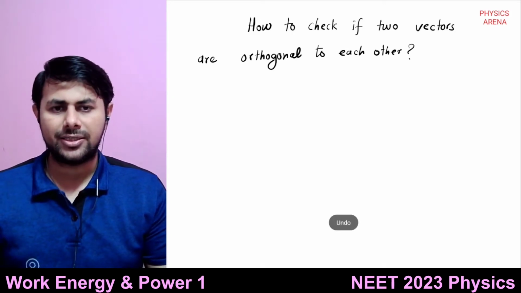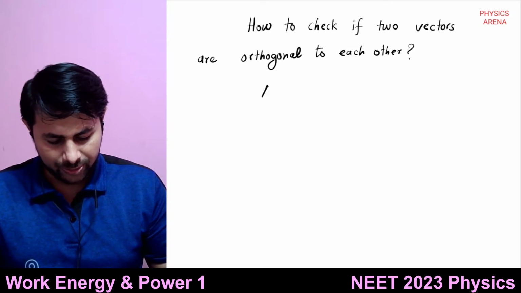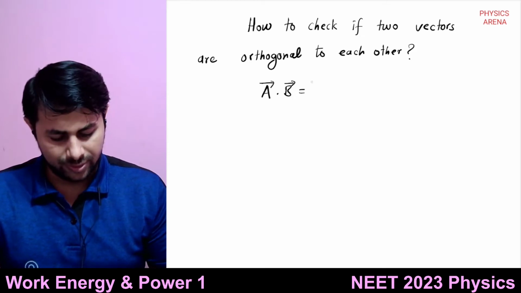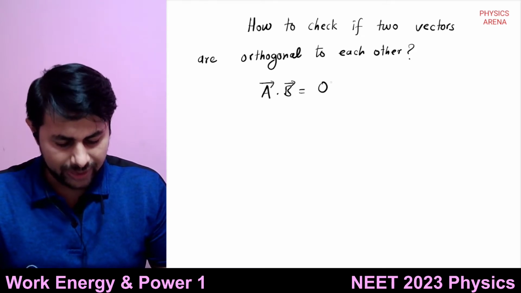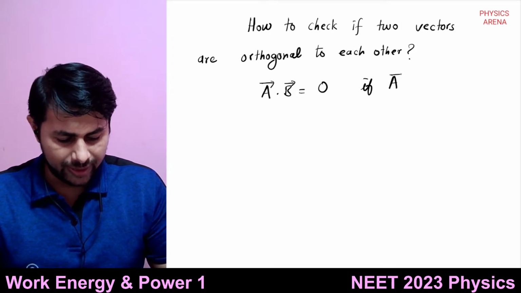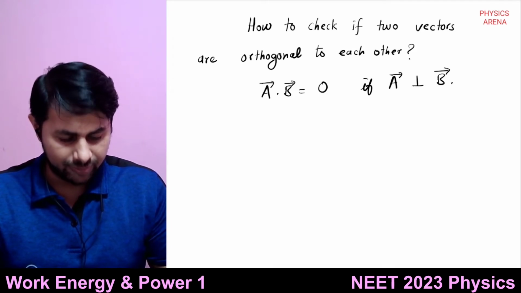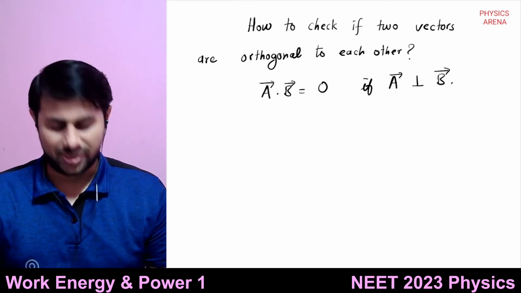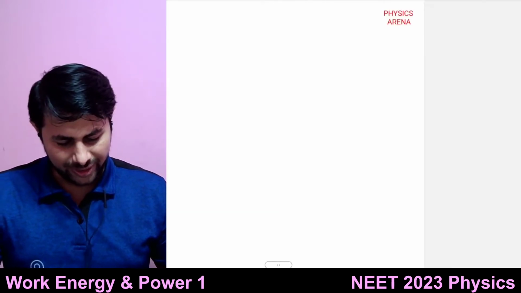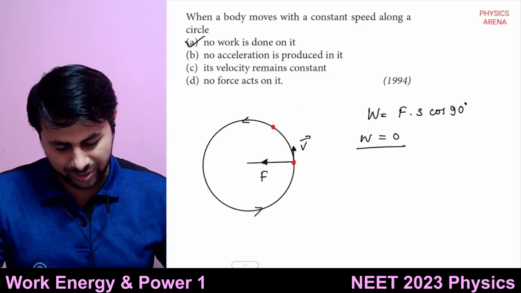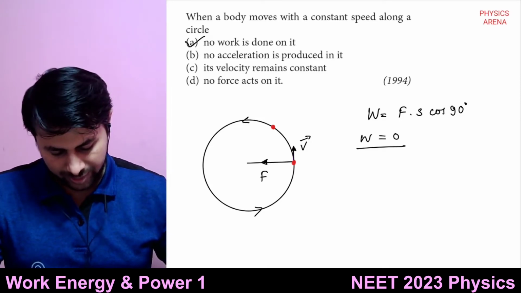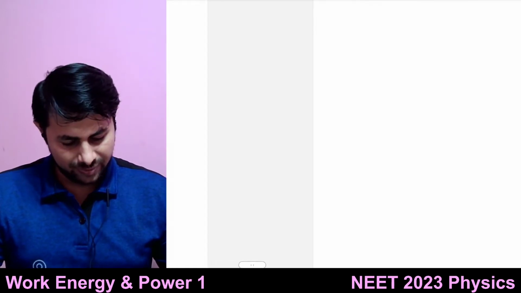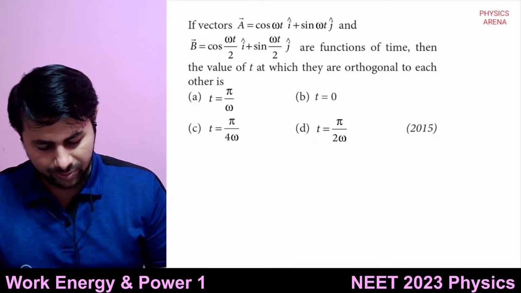So if two vectors, let's suppose a bar and b bar, are perpendicular to each other, then their dot product is equal to 0. So a bar dot b bar is 0 if a bar is perpendicular to b bar. There have been a lot of questions based upon this simple topic. This one was one of them, because force and displacement are perpendicular to each other, so work done is equal to 0. Let's see some more questions.